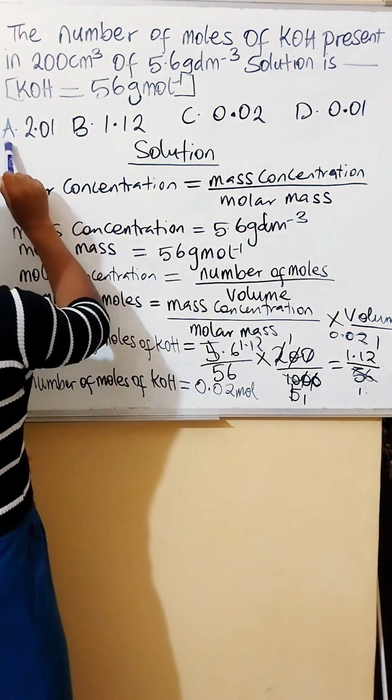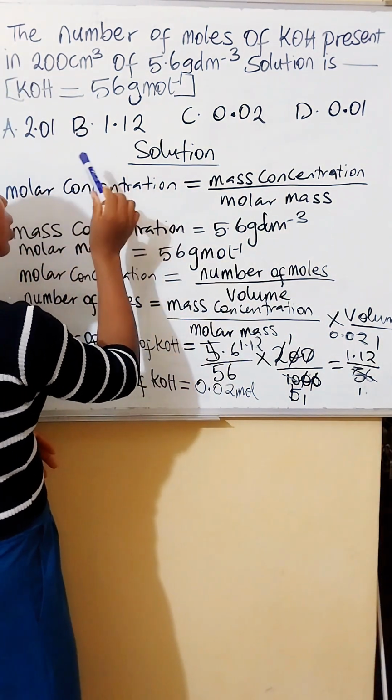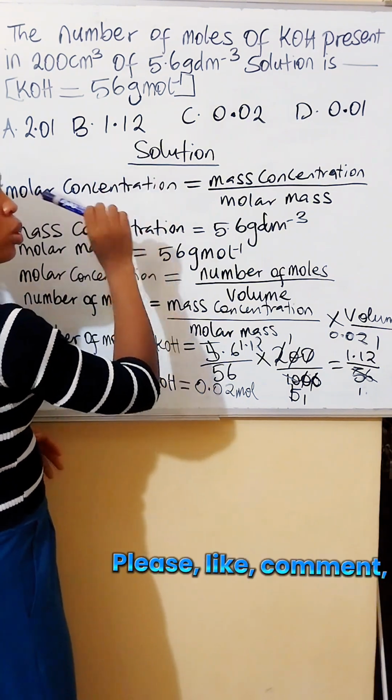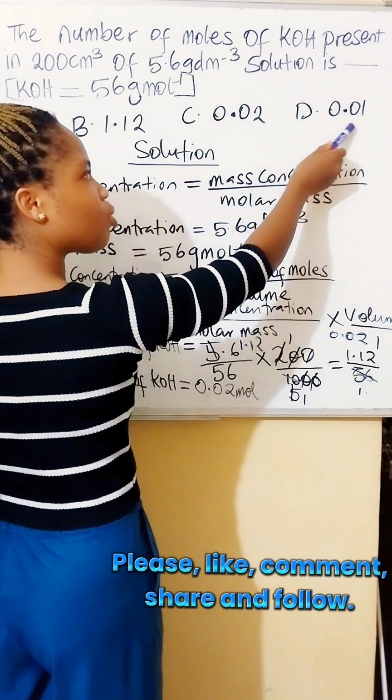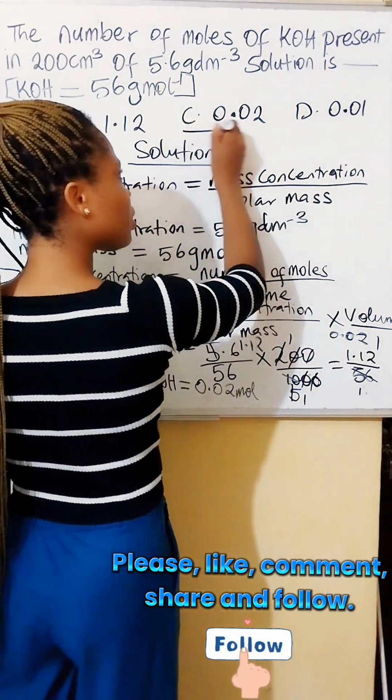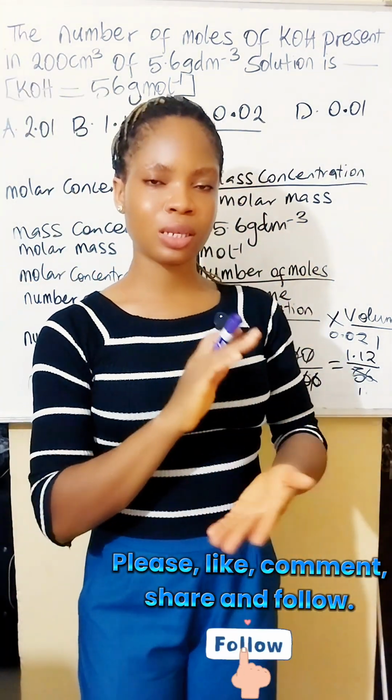So let's check the options to know if we got our answer right. From the options, A is 2.01, that's not it. B is 1.12, that's not the answer. C is 0.02, I think we have the answer right. Then D is 0.01. The right answer is C, which is 0.02.